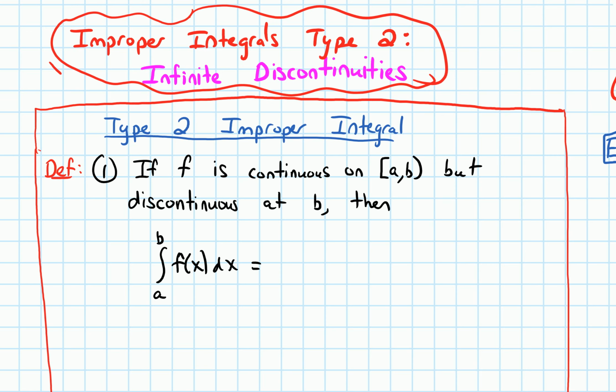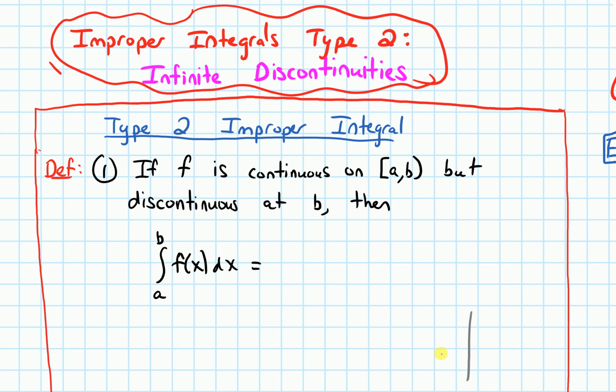The first part of this says that if f is continuous on the interval that includes a, but does not include b, because I have this closed parentheses there, and f is discontinuous at b, then the integral from a to b of f of x is defined in the following way. So I'm going to draw a picture of what this might look like first.